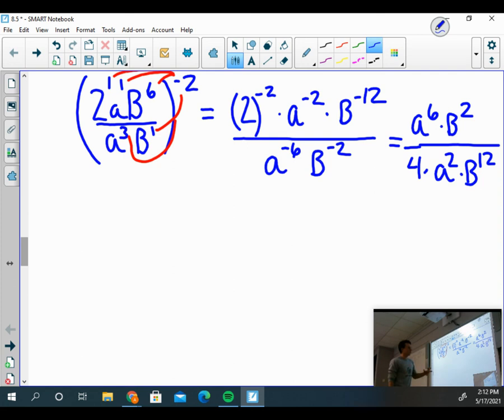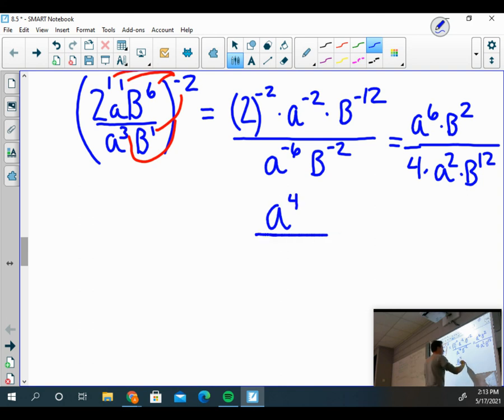And now we still can do further simplification. Why? Because we have like bases being divided, so we can subtract the exponents. And again, remember our little hint. When I look at this, I see that the A has the larger power in the numerator, so my answer should end up with A in the numerator. B has the larger power in the denominator, and so B should end up in the denominator. So let's do this. A to the 6th over A to the 2nd gives me A to the 4th.